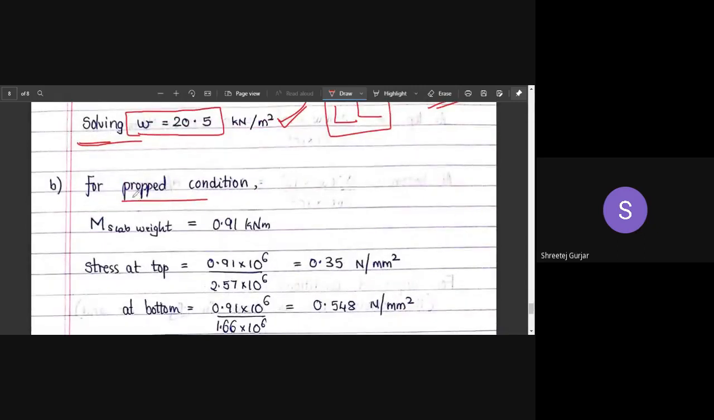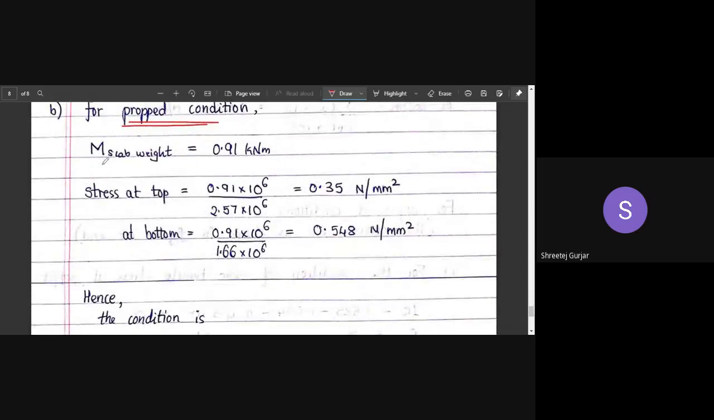Similarly, for propped condition, we can calculate now. Moment due to slab weight is given, right? This we have calculated previously, the moment due to the self weight of the slab. So stresses at the top and stresses at the bottom, that is this particular diagram.